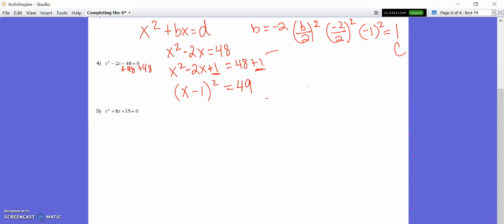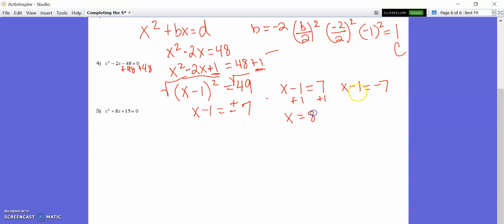All of these examples, my constant or d value turns out to be a perfect square. So we're going to go ahead and take the square root on both sides. The square root of x minus 1 to the second power is just going to be x minus 1. The square root of 49 is plus or minus 7. Break this into two mini math problems. X minus 1 equals 7, but also x minus 1 equals -7. Solve these by adding 1 to both sides. And we have two possible solutions.